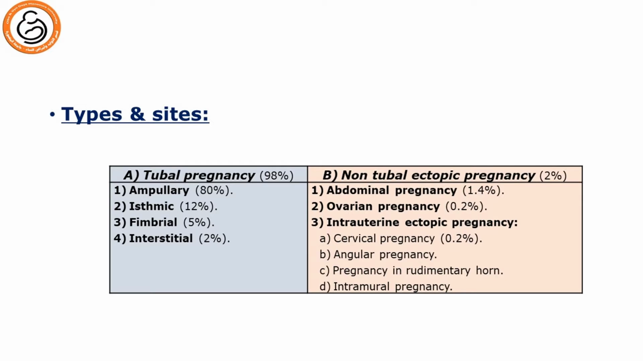Regarding types and sites of ectopic pregnancy, most cases are implanted in the tube, which is called tubal pregnancy, in 98%. Different sites: the ampullary, which is the commonest site, isthmic, fimbrial, and interstitial. While the non-tubal ectopic pregnancy, which accounts for only 2% of ectopic pregnancies, we have the abdominal pregnancy, ovarian pregnancy, and what's called intrauterine ectopic, where implantation occurs inside the uterus but not in the usual uterine cavity, like cervical pregnancy, angular pregnancy, pregnancy in the rudimentary horn, and intramural pregnancy.